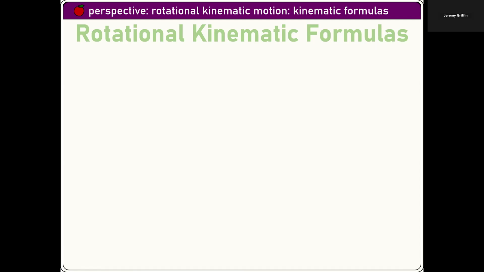They're the same as the linear equations, except just replace every linear value with its rotational equivalent. Time is still time. That one's still the same. Can you come up with the three kinematic formulas?